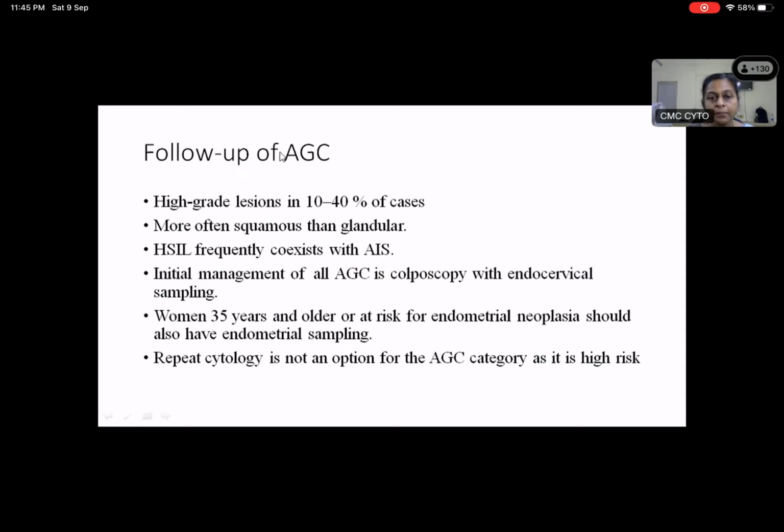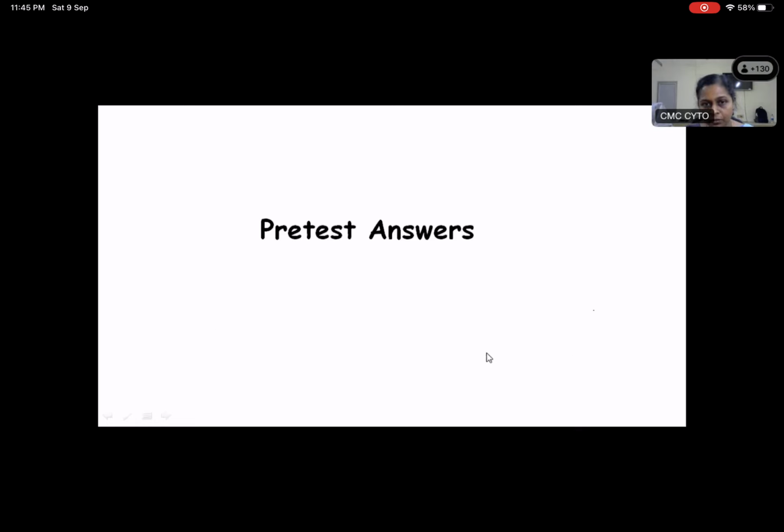So when you call something atypical glandular cells, again they'll do colposcopy with endocervical sampling. If more than 35 years, endometrial sampling also will be done. But when you call something atypical glandular cells, repeat cytology is not an option. Waiting and repeating is not an option, because when you call something atypical glandular, it is categorized as a high risk lesion. Okay, so with that, we come to almost the end of the session, and definitely to the end of glandular cell abnormalities. Any questions?